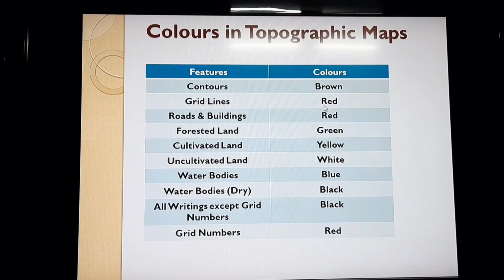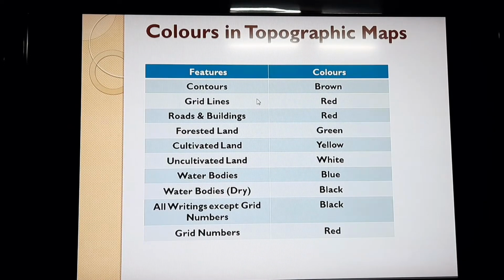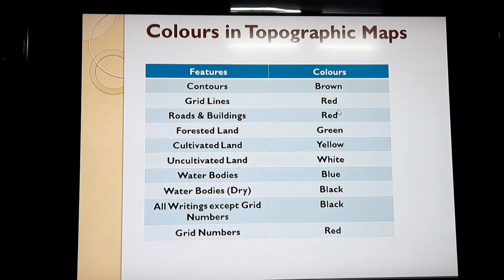Grid lines are represented by red color. Roads and buildings are also represented by red color. Forested land is represented by green color. Cultivated land is represented by yellow. Uncultivated land is represented by white. Water bodies are shown with blue color. Water bodies that are dry, that don't have any water, are shown with a black color.